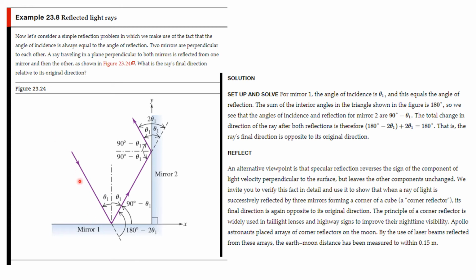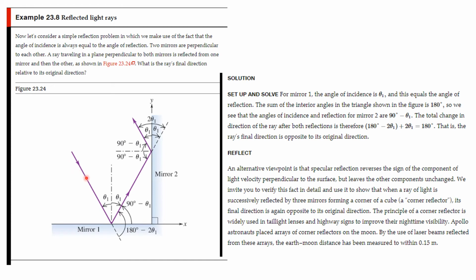so you see it's coming, in fact this ray is coming along this way, and the ray actually is in a plane that's perpendicular to both of those, and is reflected from one mirror and then to the other. So it hits here, bounces off, goes up here, and that bounces off. What is the ray's final direction relative to the original direction?